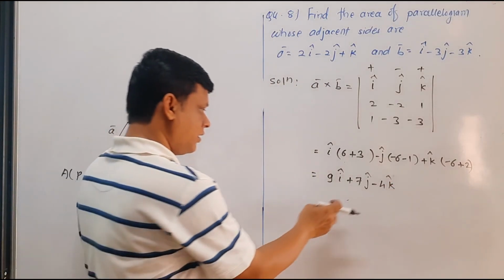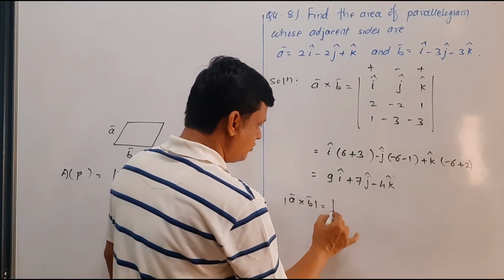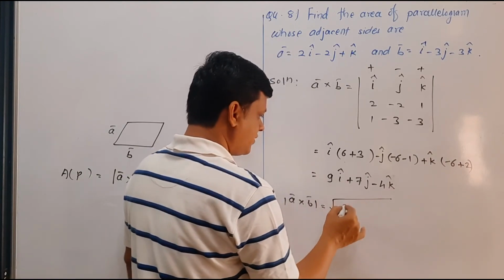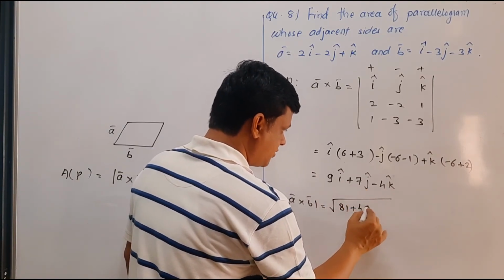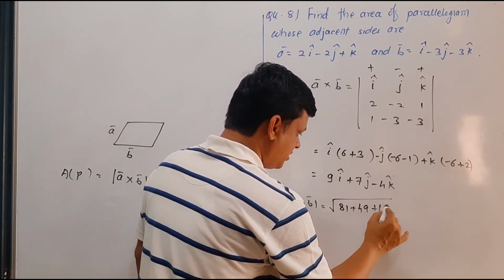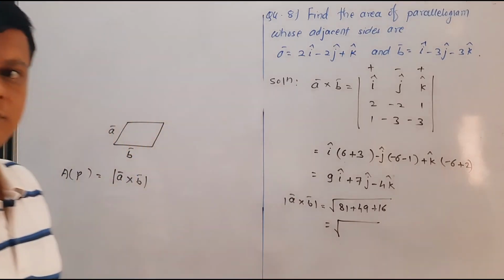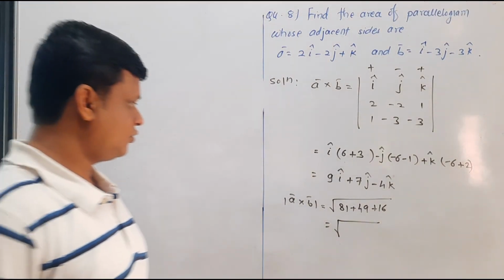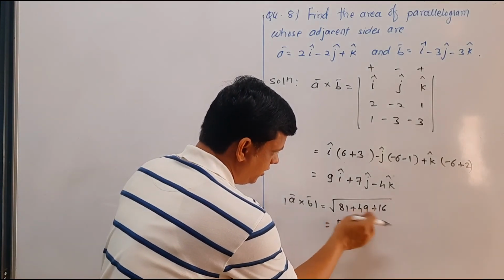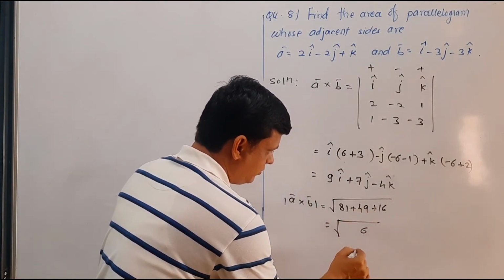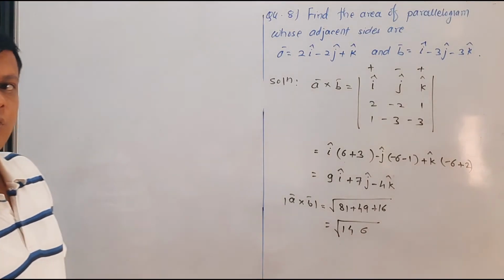We have to take the magnitude of A bar cross B bar equals, so write the square of 9, that is 81, square of 7 which is 49, square of 4 which is 16. So add these three terms, we get 146. We get under root 146.